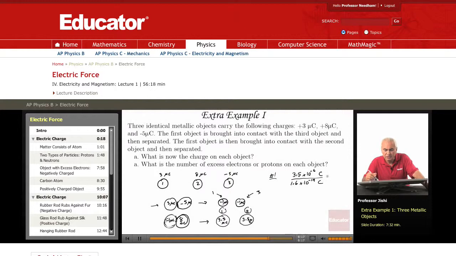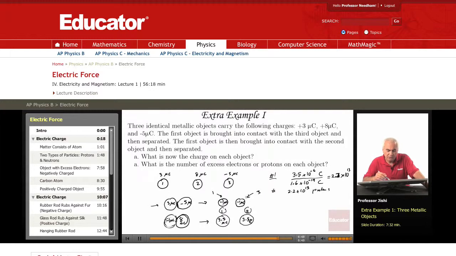So we get around 2.2 times 10 to the 13 protons. On number 2, same thing, 2.2 times 10 to the 13 protons.